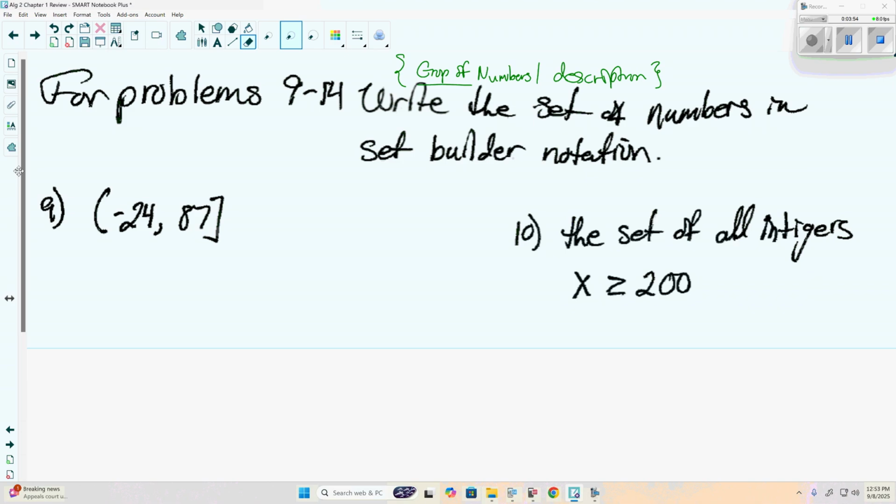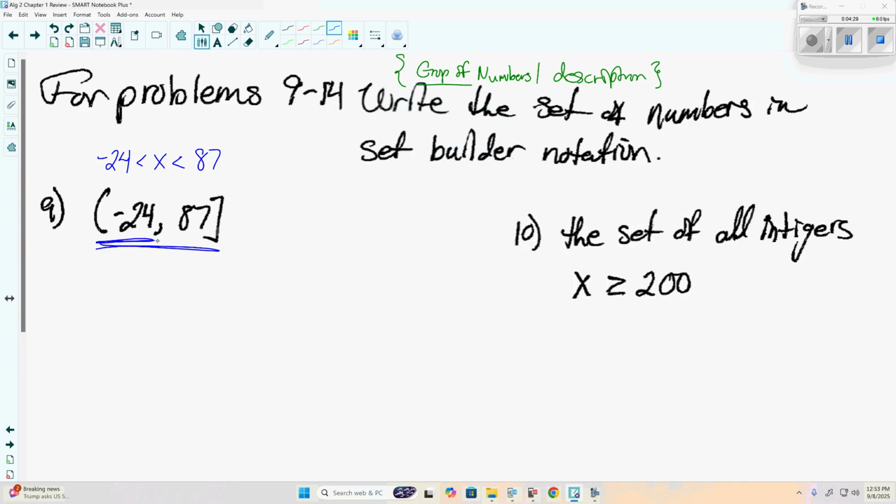So for number 9, it would be all real numbers. But since it gave it to us as an interval, not an inequality, we do have to rewrite this as an inequality. Now, because we do have 2 endpoints, that means our x value is going to be in the middle, telling us that negative 24 is less than x is less than 87. So that's the basic form. We do need to figure out if either one of those is equal to, both, or neither.